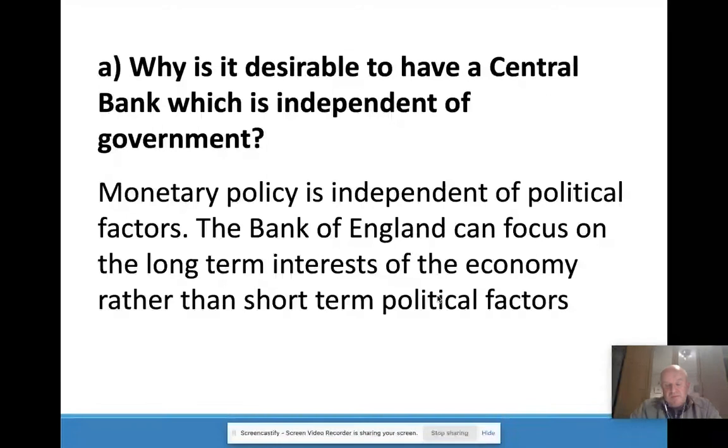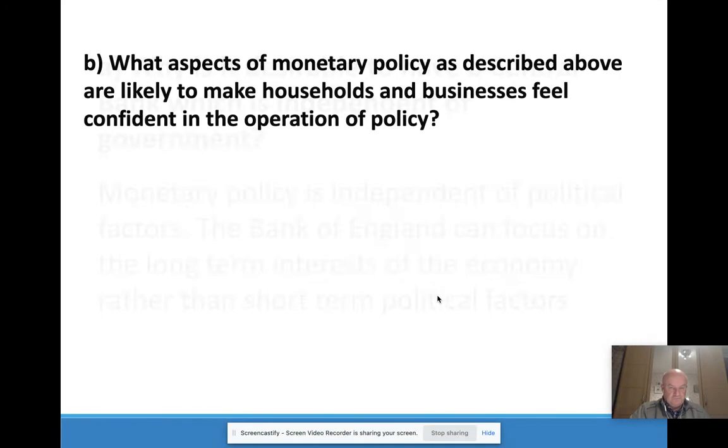So the whole principle of making the Bank of England, the central bank, independent of political factors, was to make sure that those people who were making the decisions were doing it based on the long-term interests of the economy, as opposed to getting votes, which the government might be tempted to do as and when it comes near to a general election.